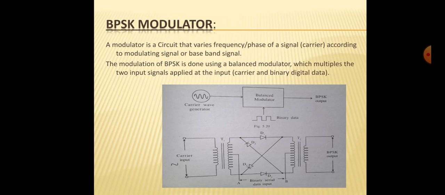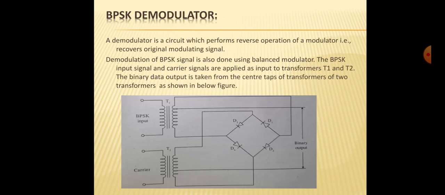Now next one we will be studying about the demodulator. A demodulator is a circuit which performs the reverse operation of the modulator, means it will recover the original signal. Demodulation of the BPSK signal is done using a balanced modulator. The input signal and carrier signal are applied to the input transformers T1 and T2. The binary data output is taken from the center tap of the two transformers as shown in the figure.